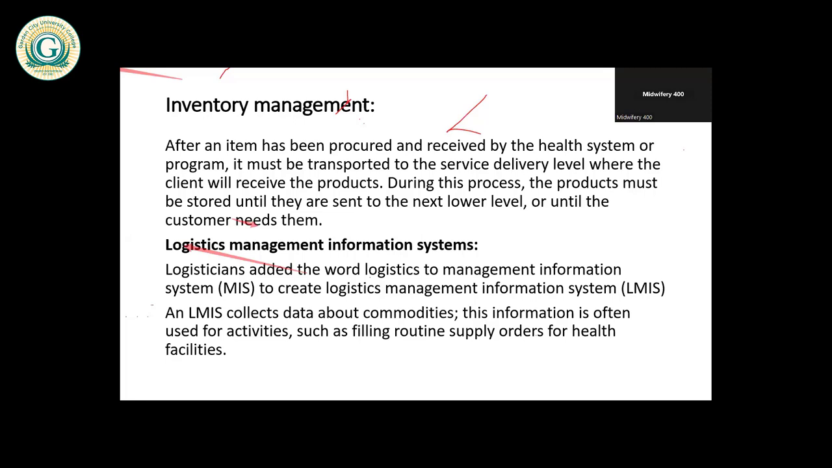Then after procurement, having procured the items, you need to manage them. After an item has been procured and received by the health system or program, it must be transported to the service delivery level where the client will receive the product. During this process, the product must be stored until it is sent to the next lower level or until the customer needs it. So after procuring the items, you need to store them until they are sent to the various destinations.